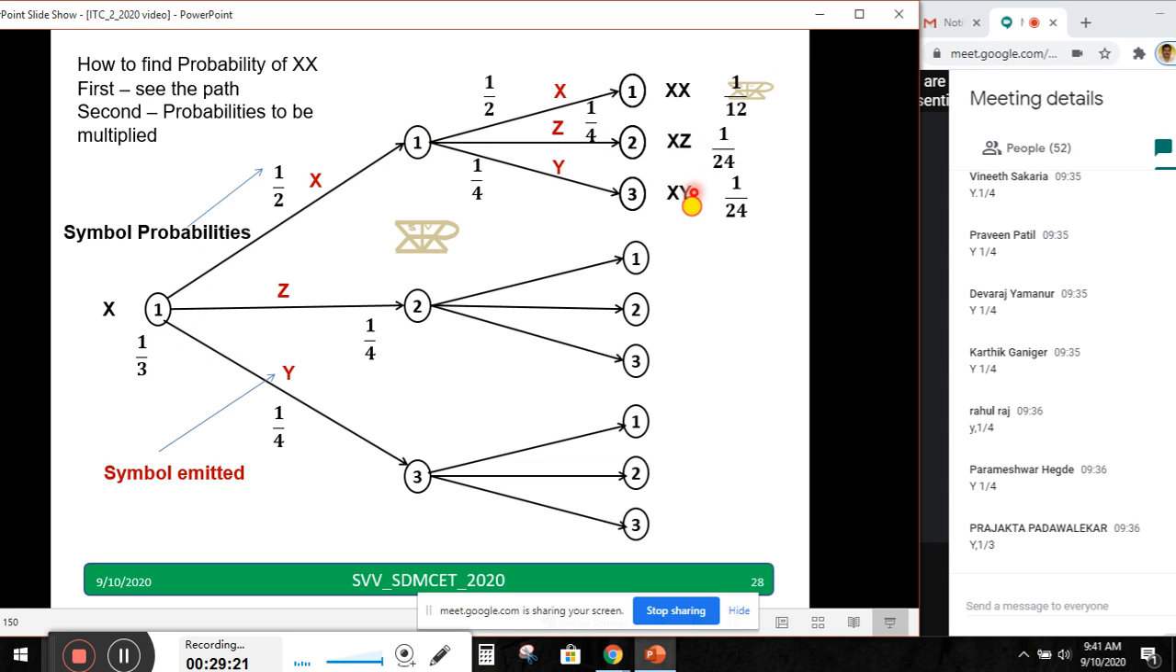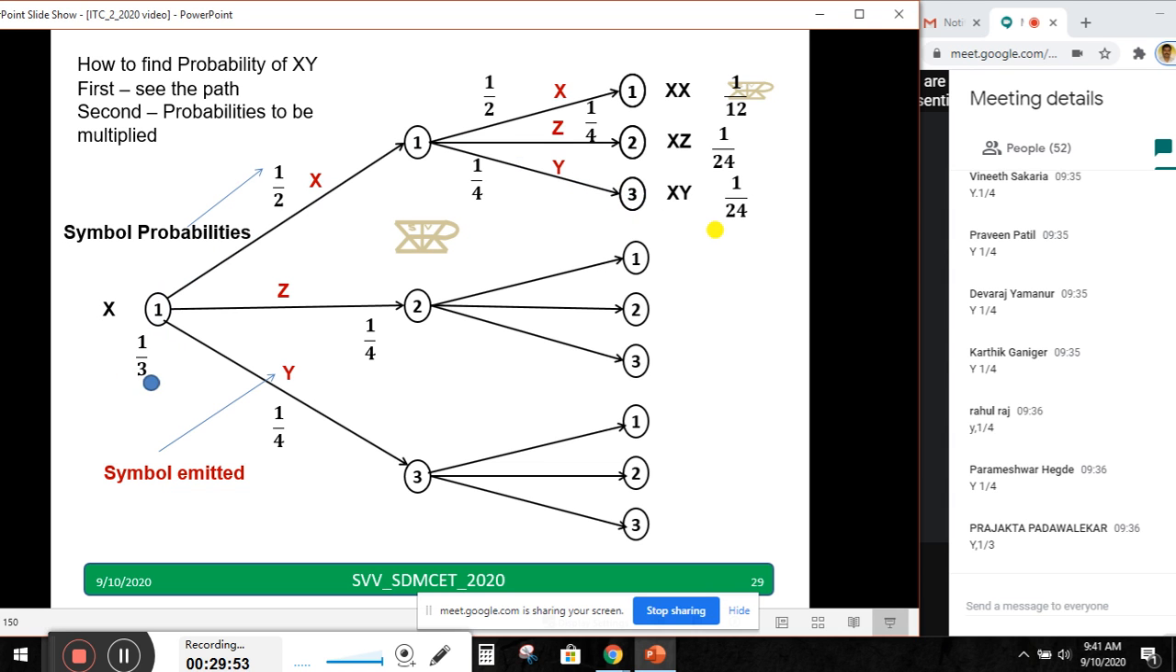Similarly, if I want XY, again the path is 1 to 1, 1 to 3. Probabilities are 1 by 4, 1 by 2, 1 by 3. The total answer when you multiply it will become 1 by 24. So try to understand how to write these probabilities using this tree diagram. This is for XY.